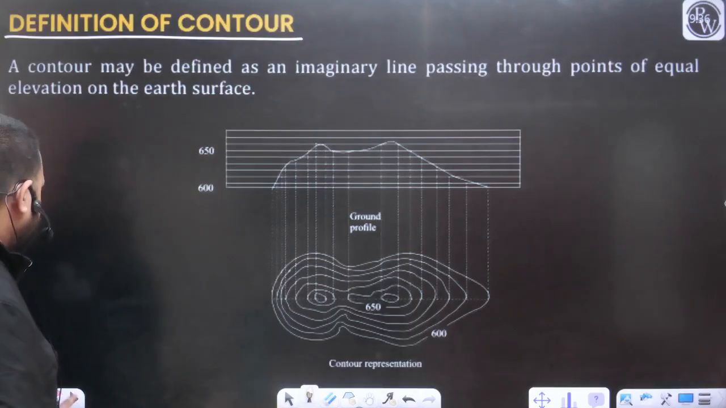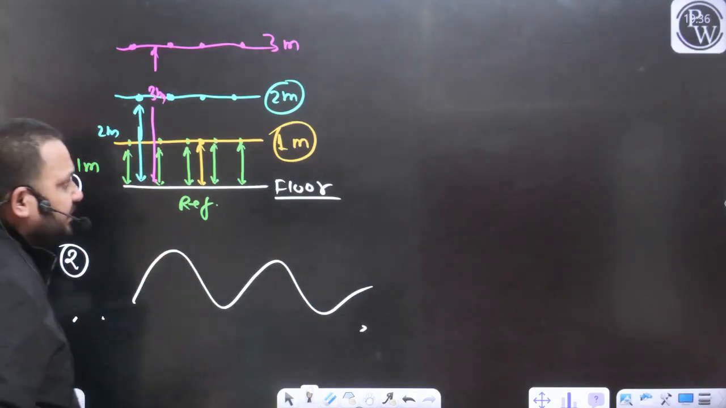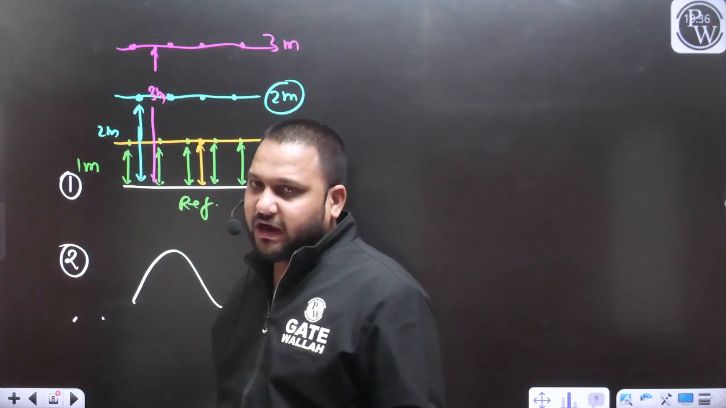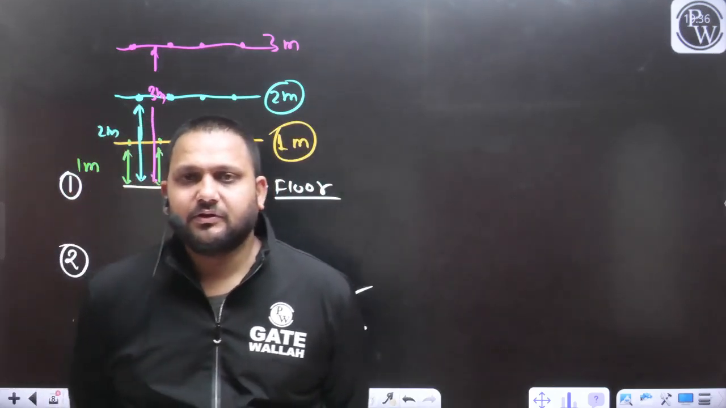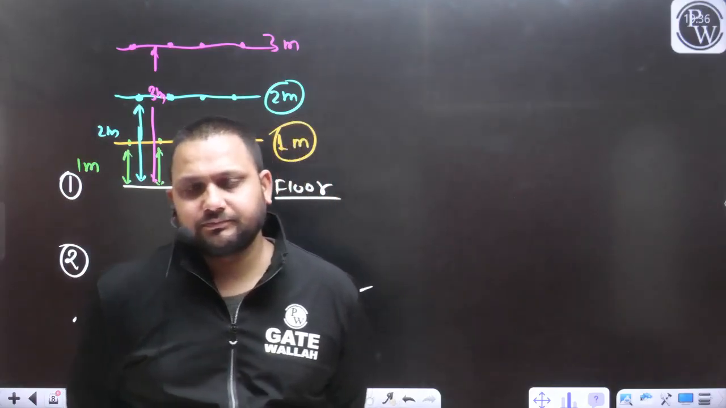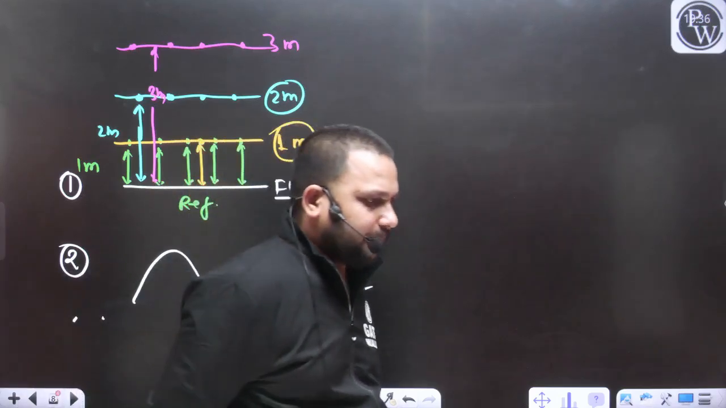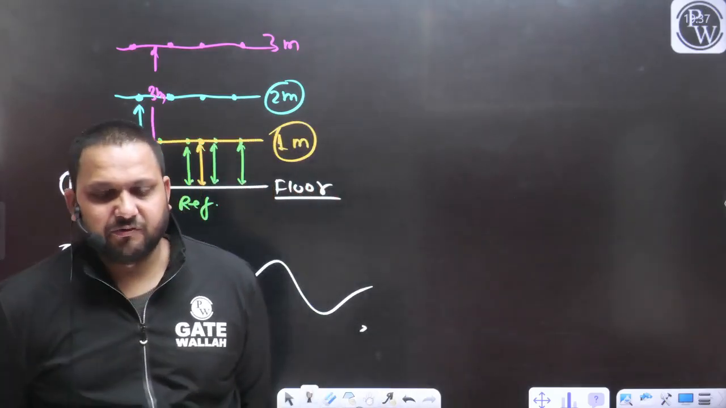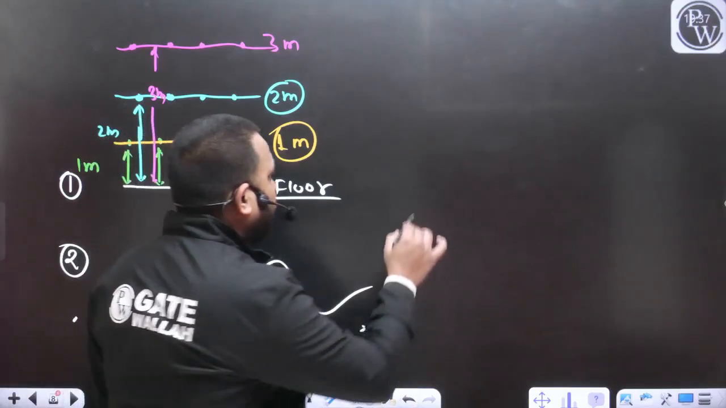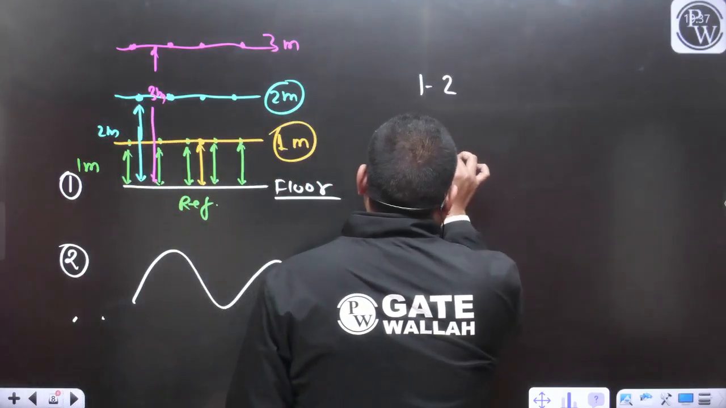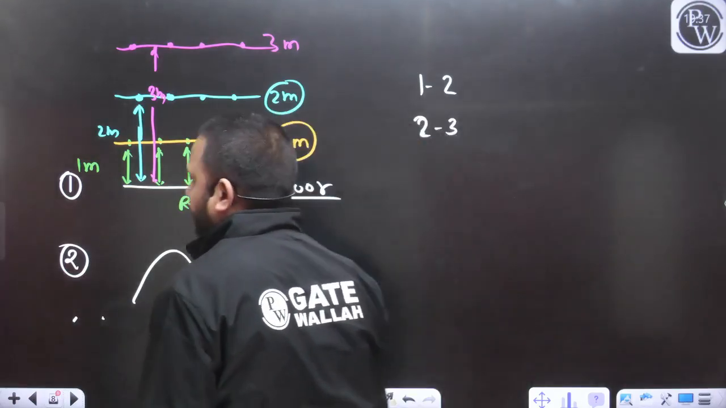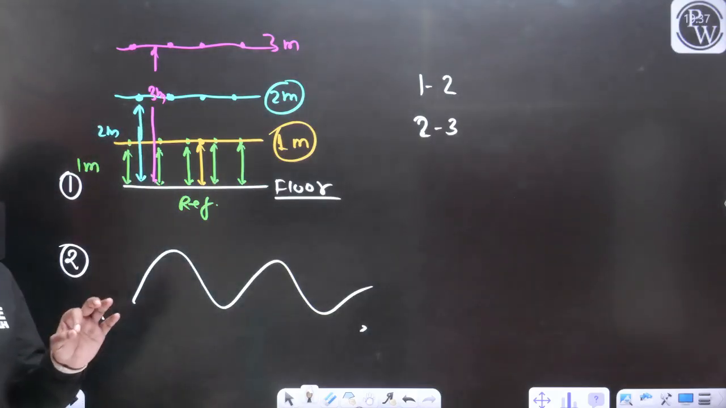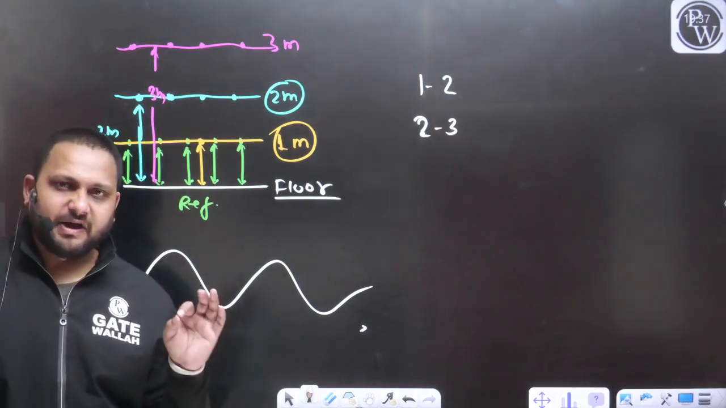Let's refer to this example. In this example, we have 3 contours. Can you tell me which contours are the consecutive contours? If I talk about the consecutive contours, contours 1 and 2 are consecutive, and contours 2 and 3 are consecutive. So how can we define the contour interval?